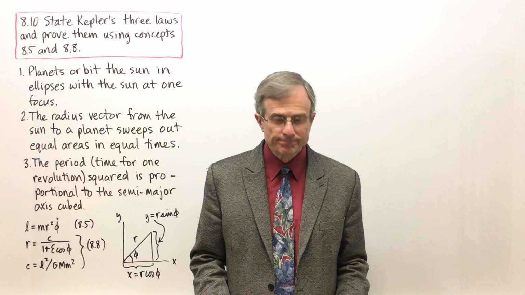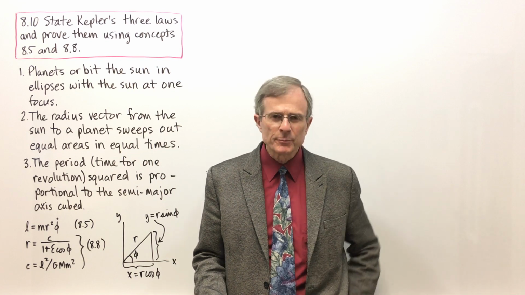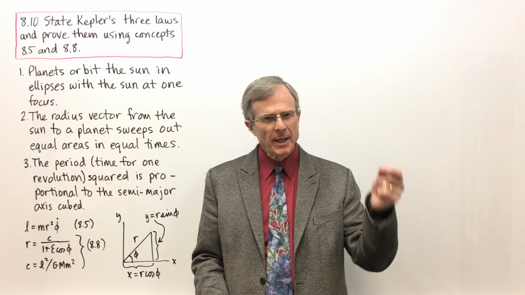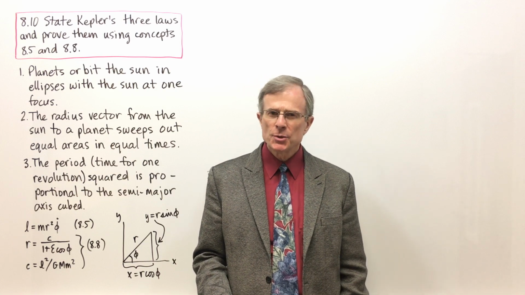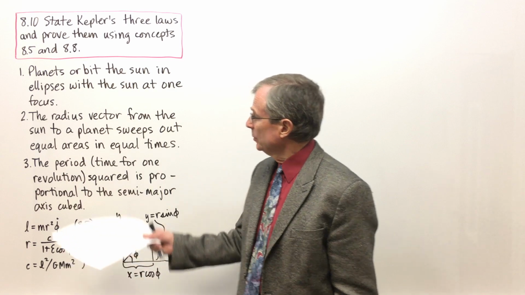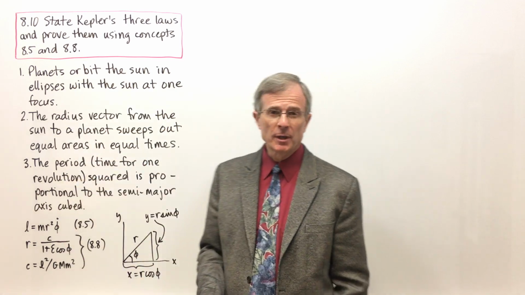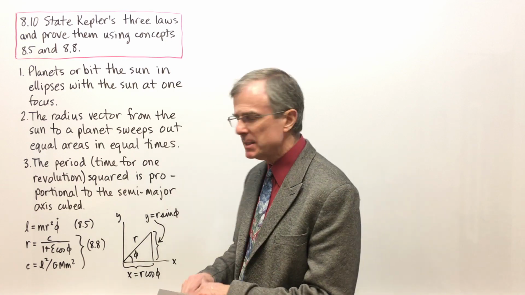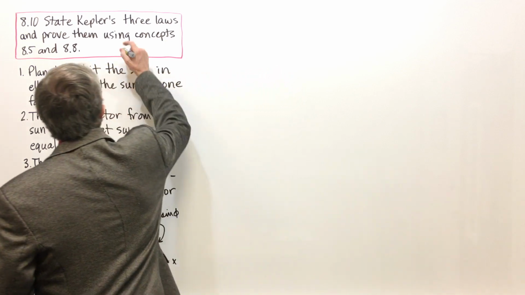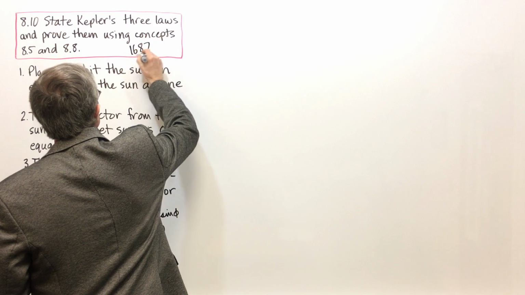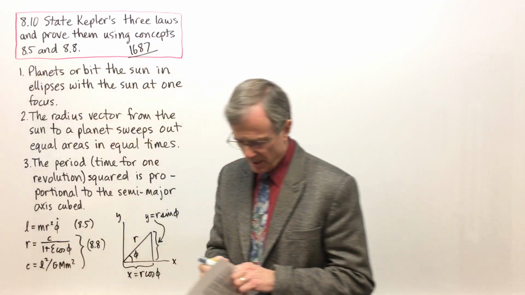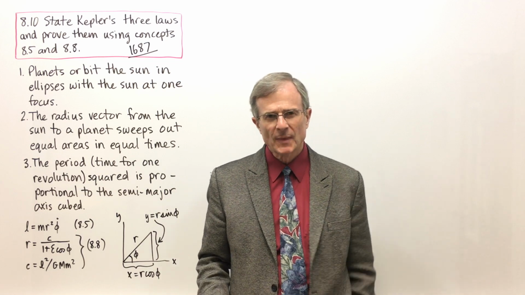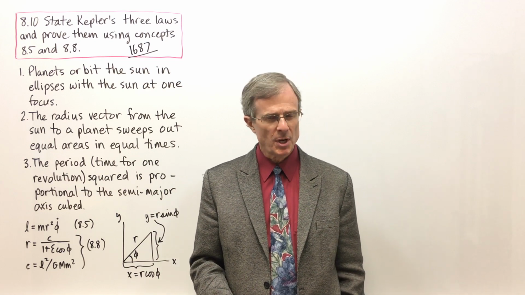Johannes Kepler looked at the data from Tycho Brahe for the motion of the planets, and he deduced three laws, which are the subject of what we're going to talk about here. Newton came along in 1687 and applied his three laws and his universal law of gravitation to prove Kepler's laws.